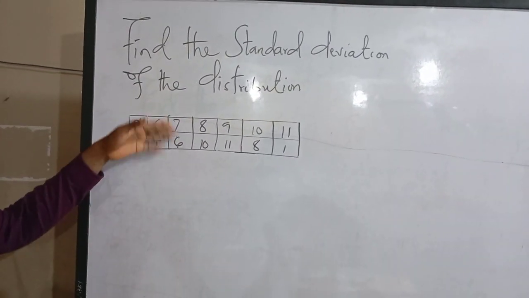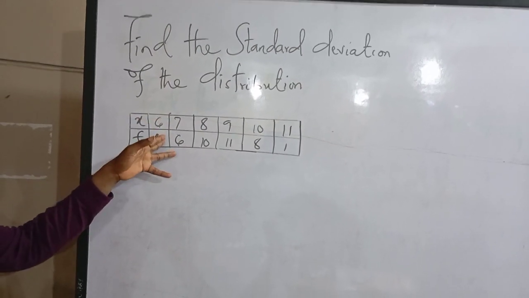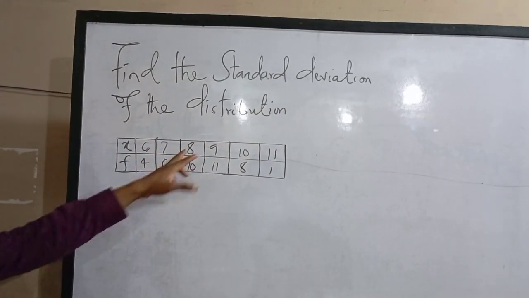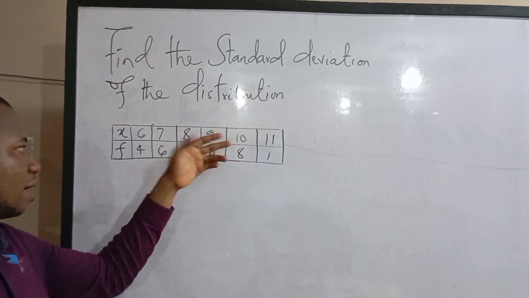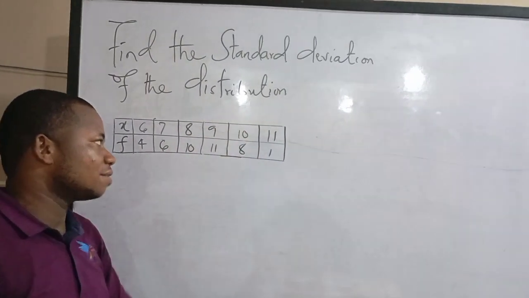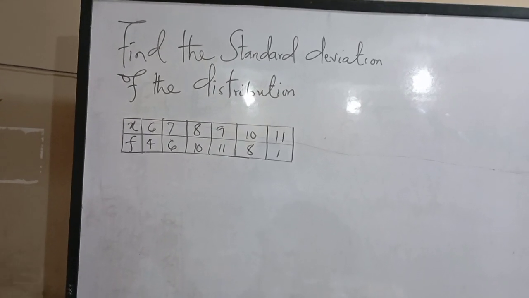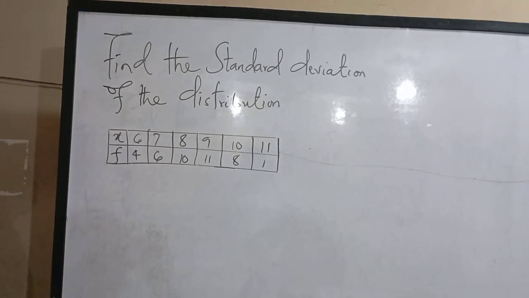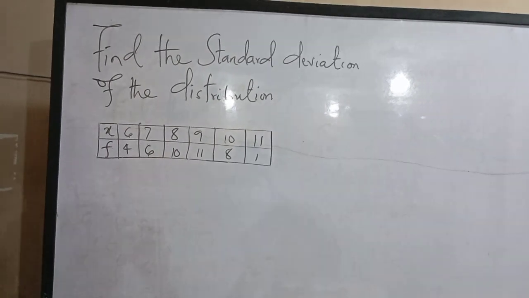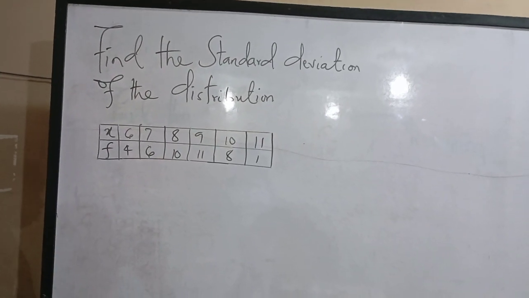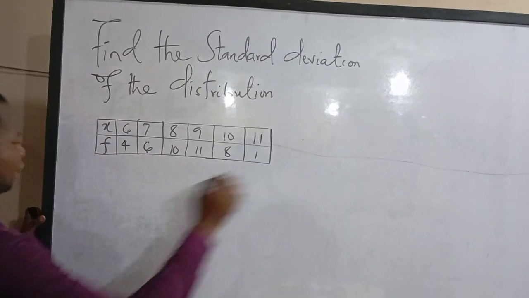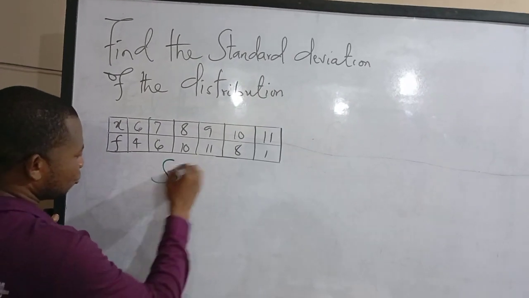I used to say a set of an item 6 occurring 4 times, 7, 6 times, 8 occurring 10 times, 9, 11 times, 10, 8 times, 11 once. So how can we decompose this information or grouped data into standard deviation? Very simple. First thing first, write your solution.